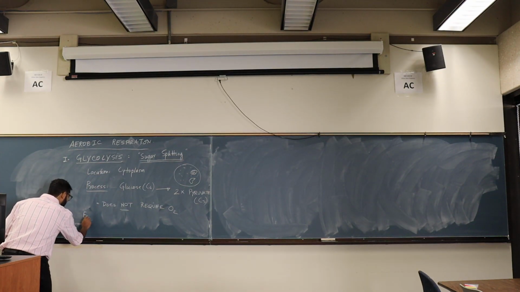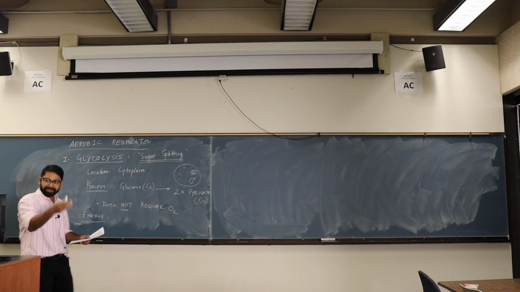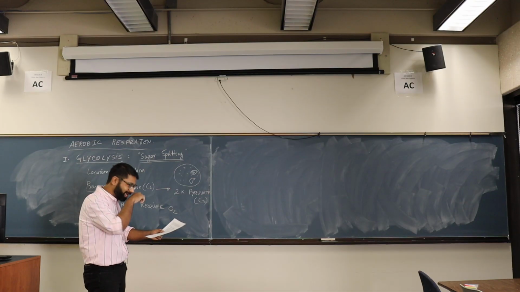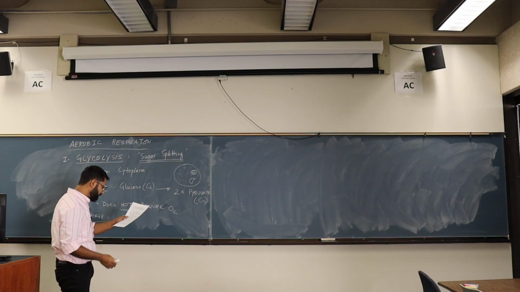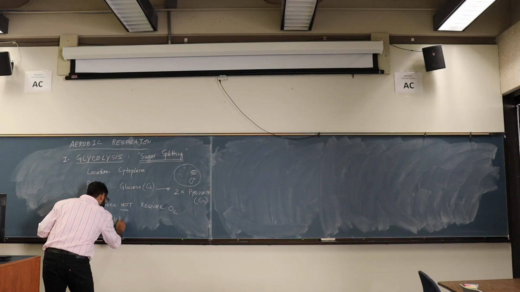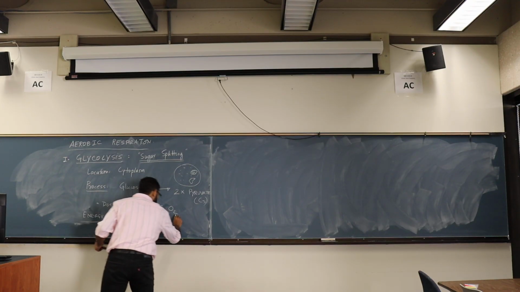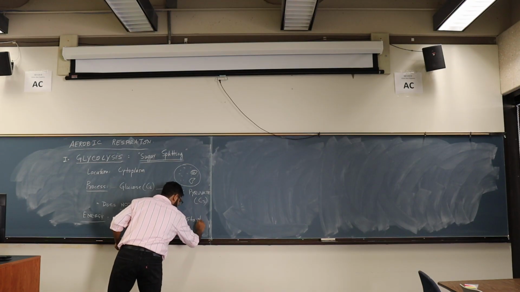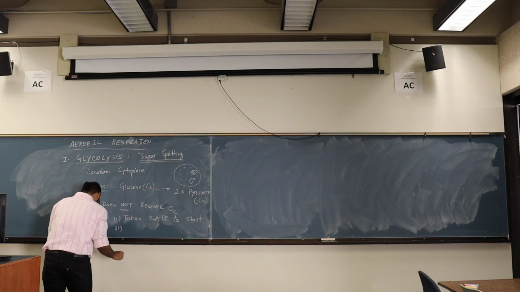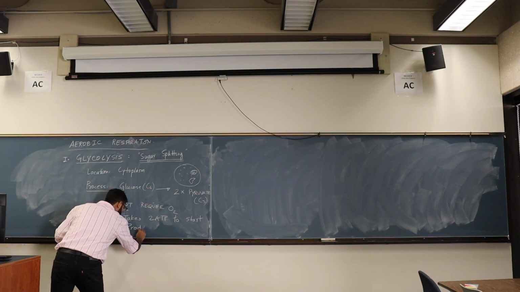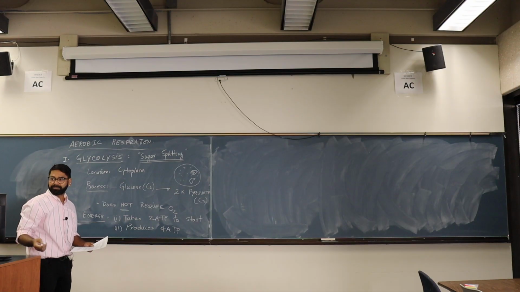Now, the energy output of this. All these 4 processes will have some energy requirement and some energy output, right? Think of it as an activation energy and the exothermic processes. In here, it takes 2 ATPs to start the process, but it produces 4 ATPs. So there is a net gain of 2 ATPs.